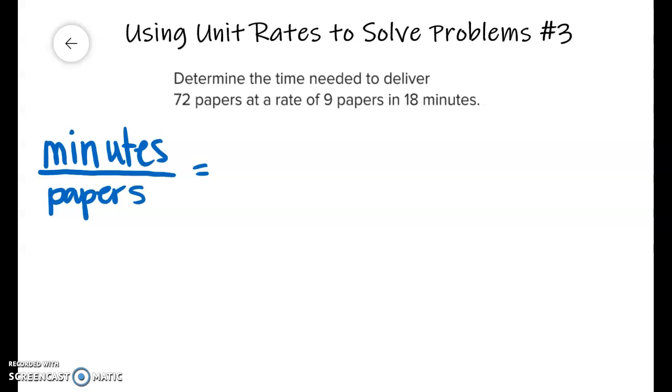And so at this point, I'm going to identify what rate they've given me. So they told me that it takes 18 minutes to do 9 papers. And what they are asking me is how many minutes is it going to take to do 72 papers? Well, this one turns out to be a lot easier than all of the rest of them. Yes, I could find a unit rate, but I don't need to.